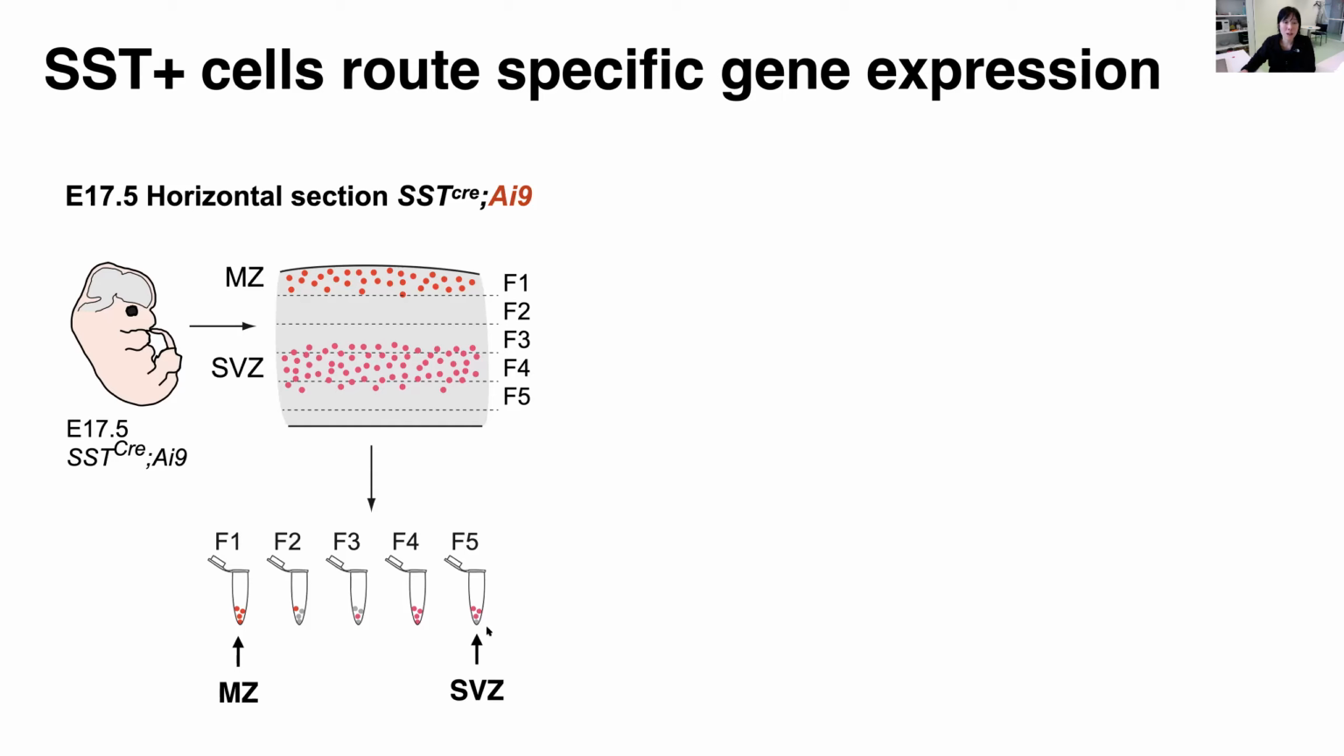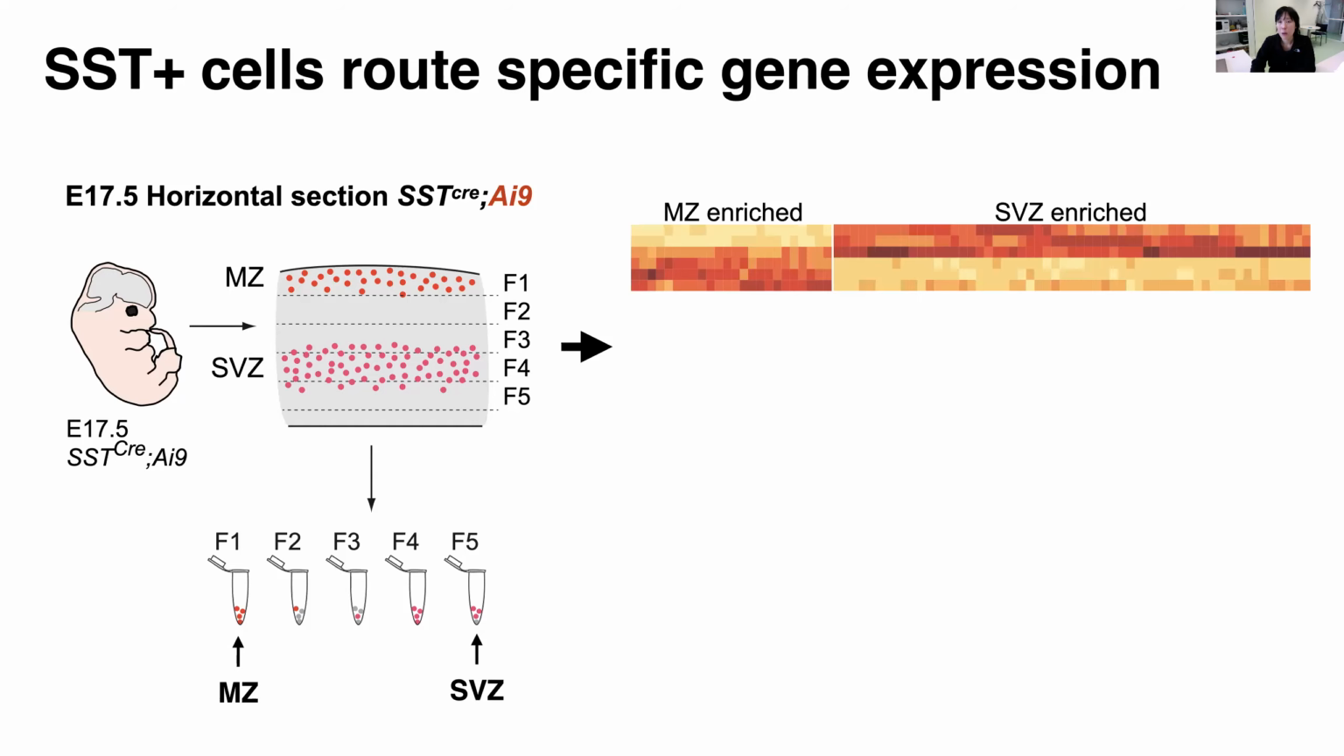Then we performed a FACS experiment to purify only somatostatin cells and compare the gene expression pattern. What we find is that there are about 80 genes that are differentially expressed between marginal zone versus subventricular zone migrating somatostatin cells. This is the first level of analysis, where we find all the genes that are differentially expressed.